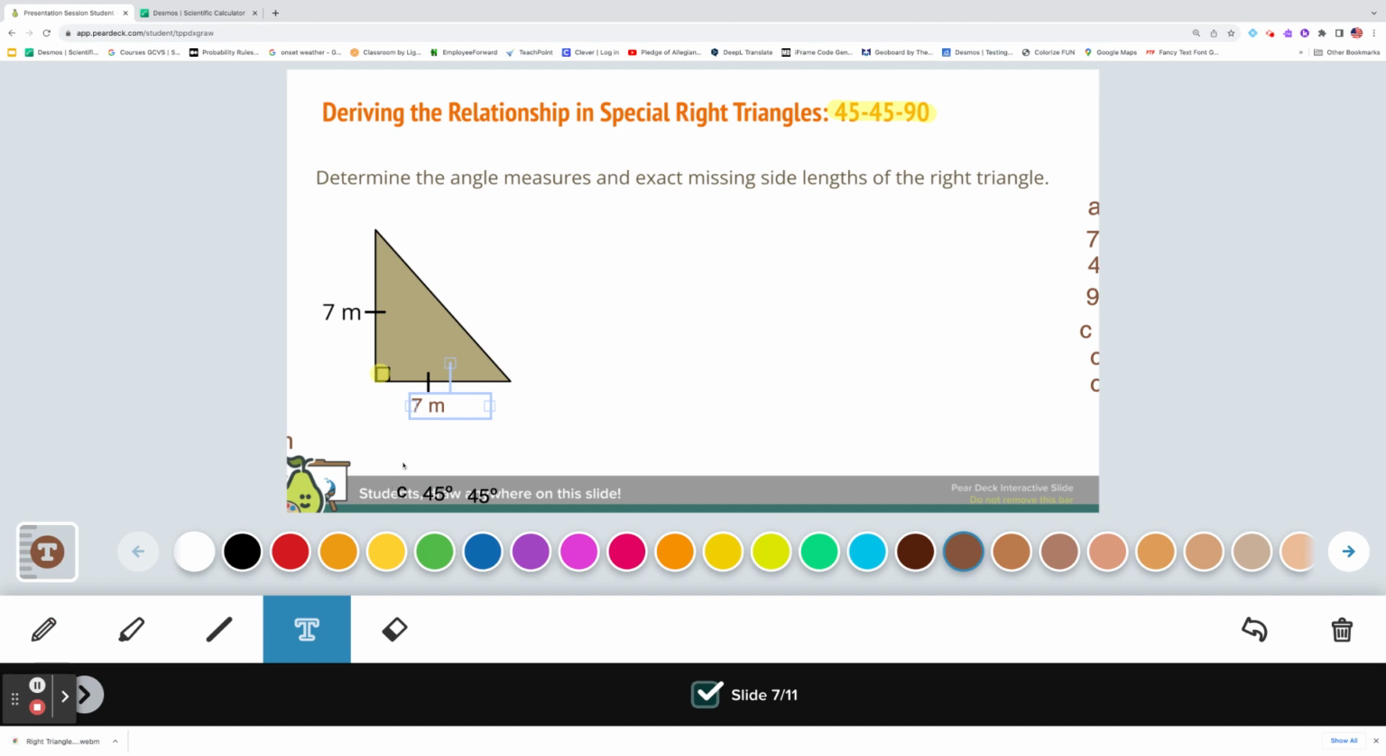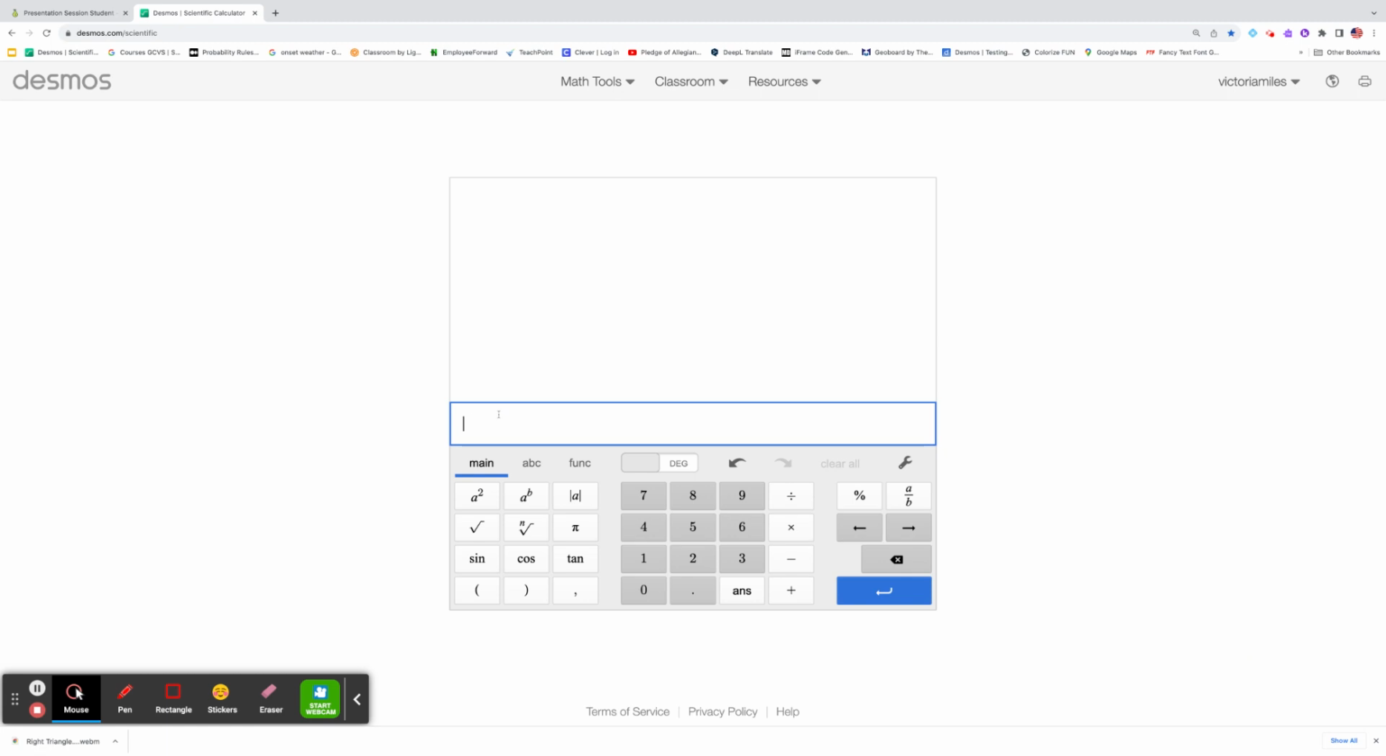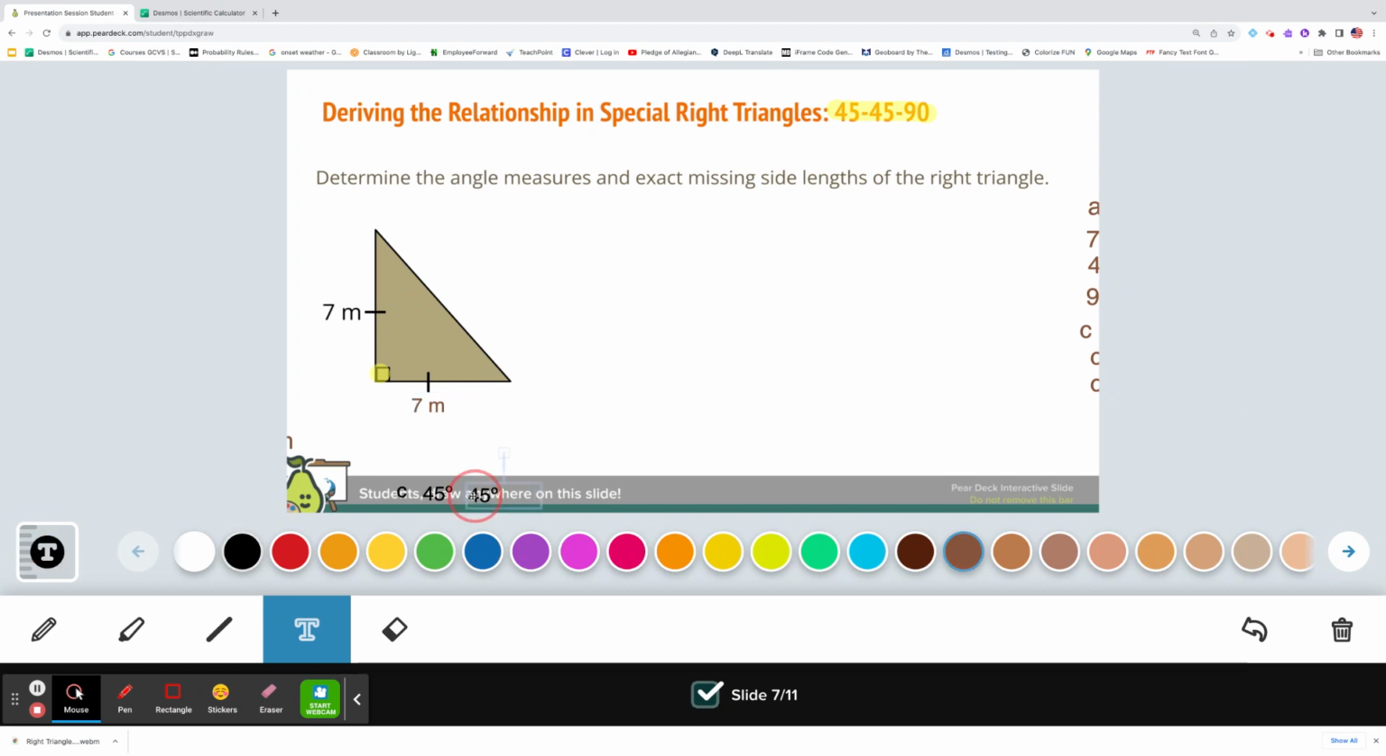Because it's an isosceles right triangle, we know that in isosceles triangles, base angles are congruent. We also know that the sum of the three angles in any triangle is 180 degrees. 180 minus 90 is 90. These two congruent angles have to measure 90 degrees together. So we can take 90 degrees and divide that by 2, and we know that each angle measures 45 degrees.